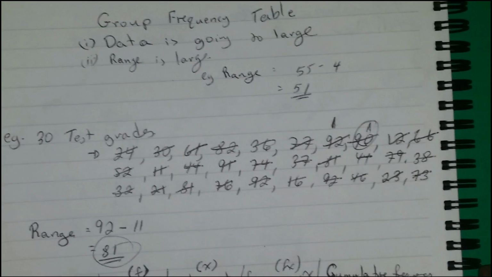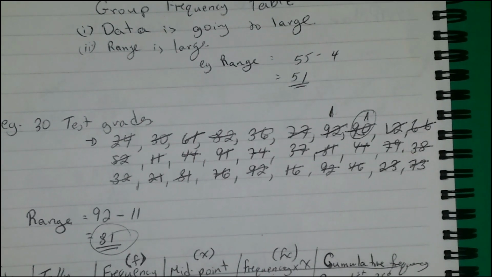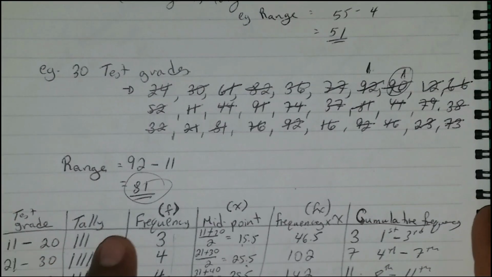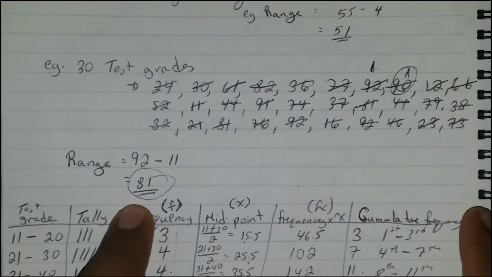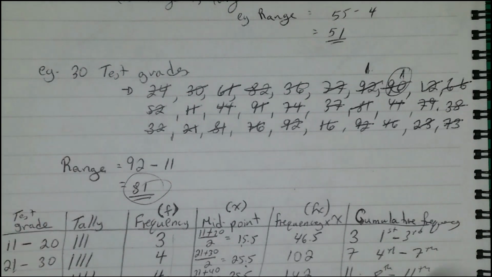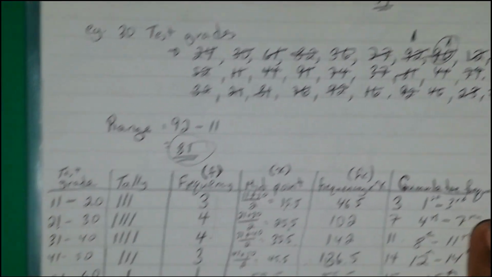Now after that, I gave myself a list of data. As you can see, I took 30 test grades, and then I found the range. The range was 81. So that means the range was very large, which means I had to use a group frequency table. Now, why is it a group frequency table?